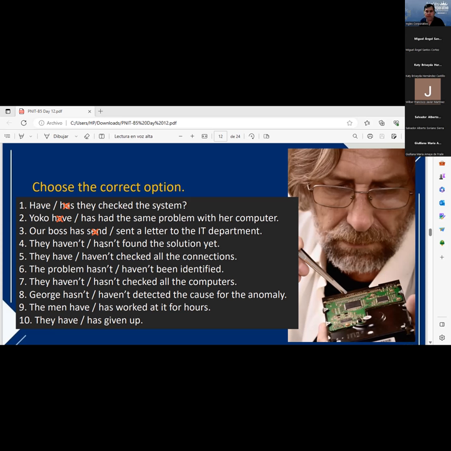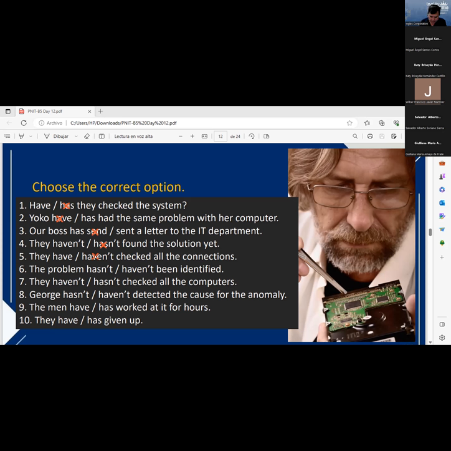They haven't found the solution yet. Hasn't? This is not correct. They haven't checked all the connections. It would be haven't there, right? Yes. They have checked, they have reviewed all the connections.